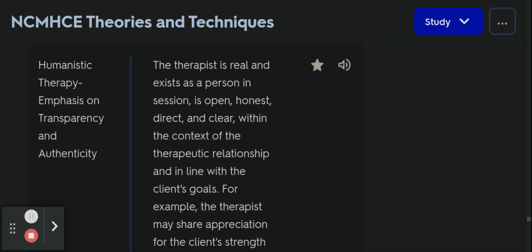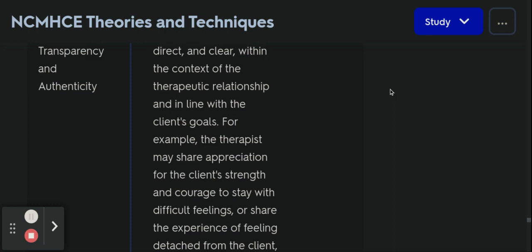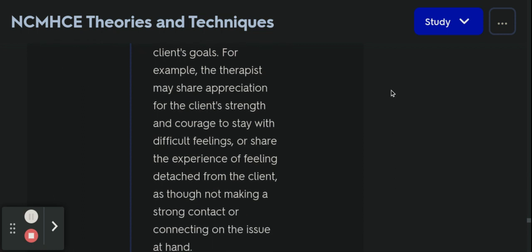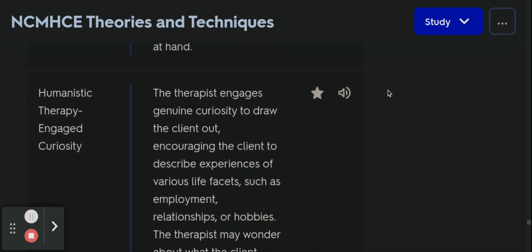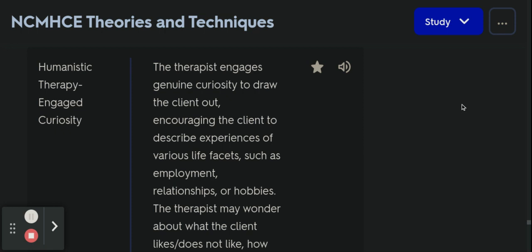Humanistic therapy emphasis on transparency and authenticity. The therapist is real and exists as a person in session, is open, honest, direct, and clear within the context of the therapeutic relationship and in line with the client's goals. For example, the therapist may share appreciation for the client's strengths and encourage dealing with difficult feelings, or share the experience of feeling detached from the client, as though not making a strong contact or connecting on the issue at hand.